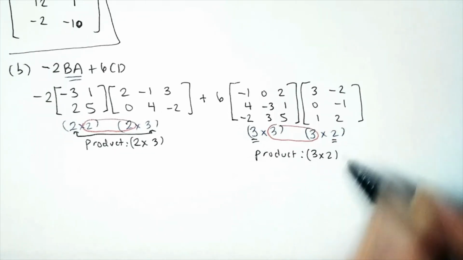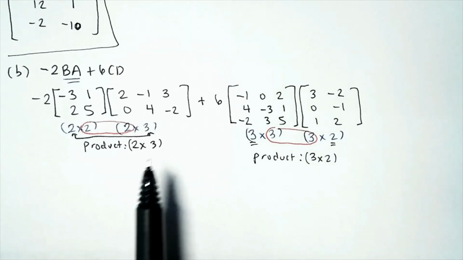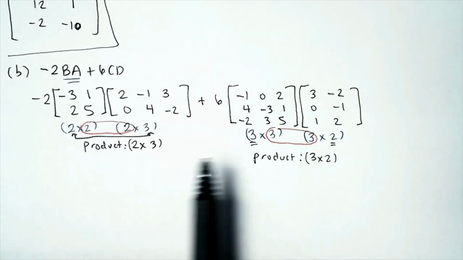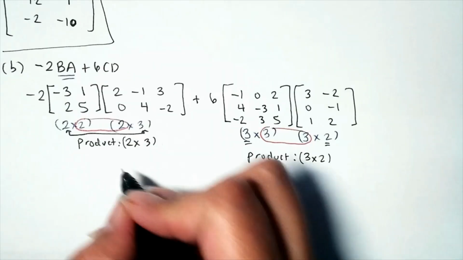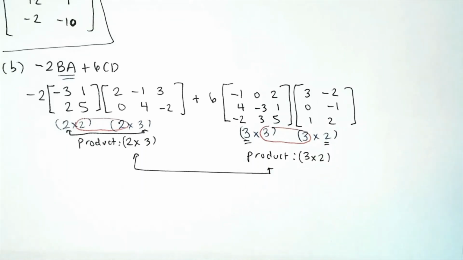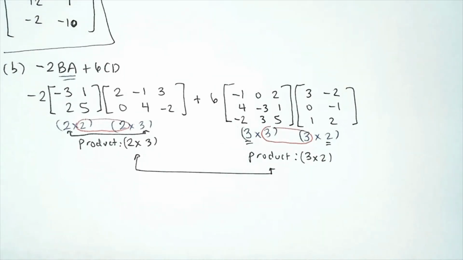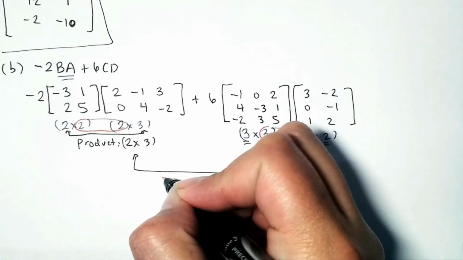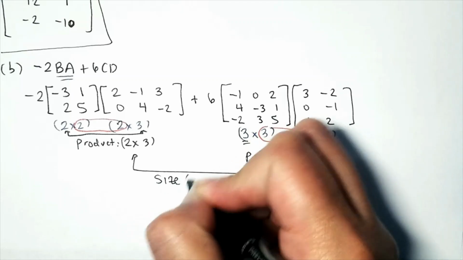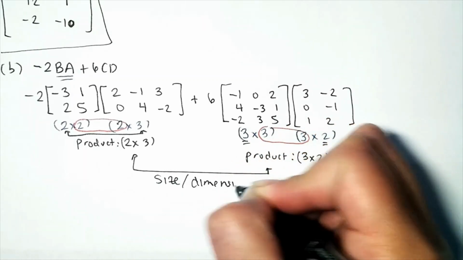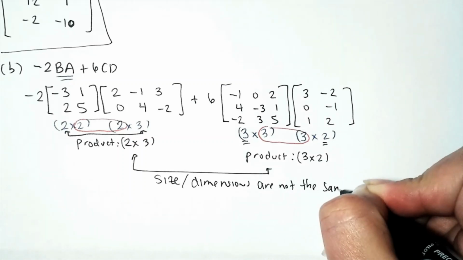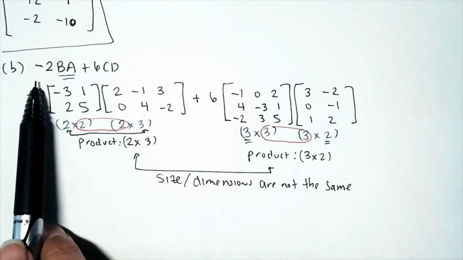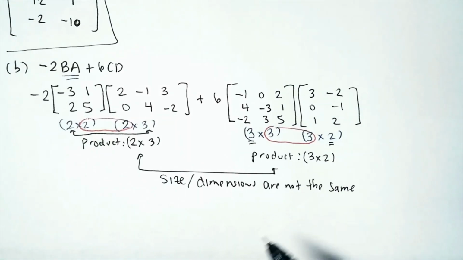So we know that each product is defined, but now the question is, after we do all that hard work, will we be able to find the sum of the matrices? And the answer is no. Why? Because for matrix addition and subtraction, we can only add or subtract if the sizes are the same. In this case, the sizes, or dimensions, are not the same. So the question says find this if defined, and the sum is not defined.